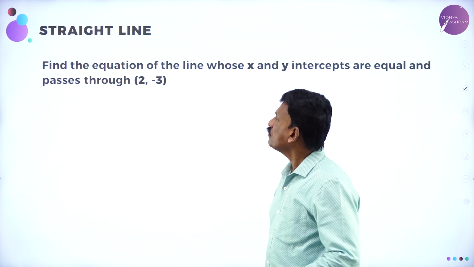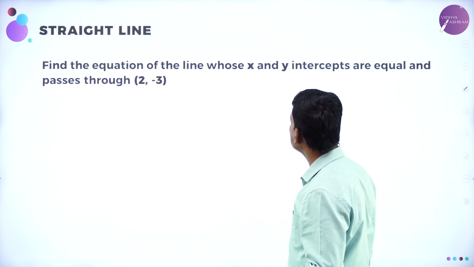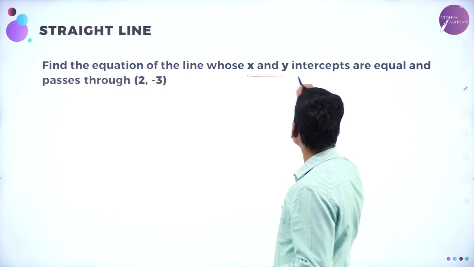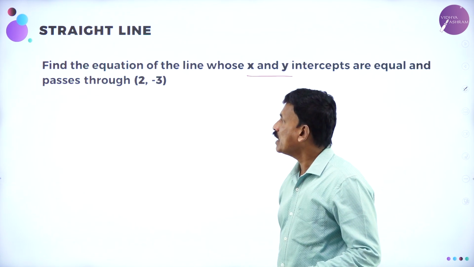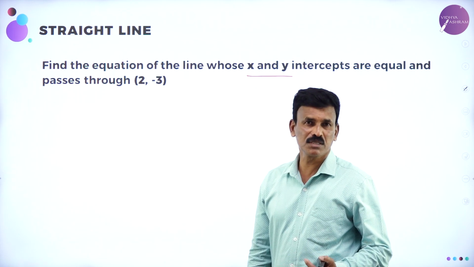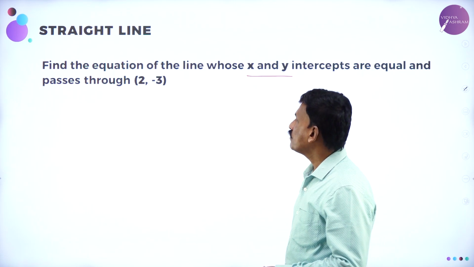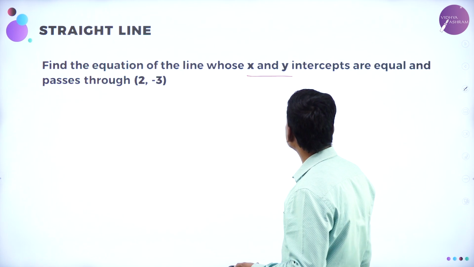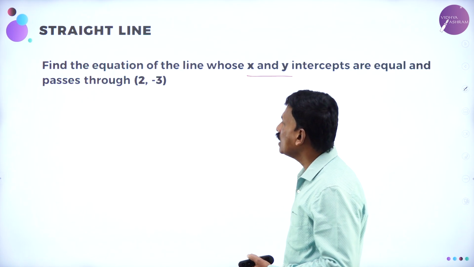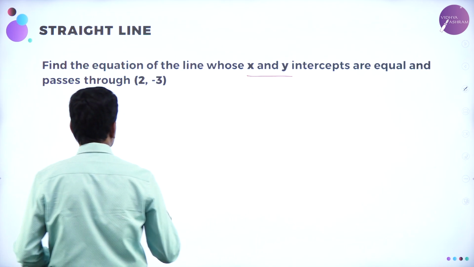Now next, find the equation of a line whose x and y intercepts are equal and passes through 2 comma minus 3. This is also a very important and simple problem for 3 marks. Find the equation of the line whose x and y intercepts are equal, x intercept and y intercept are equal, and passes through the point 2 comma minus 3.